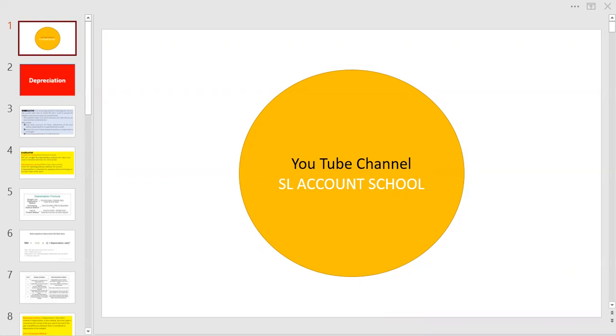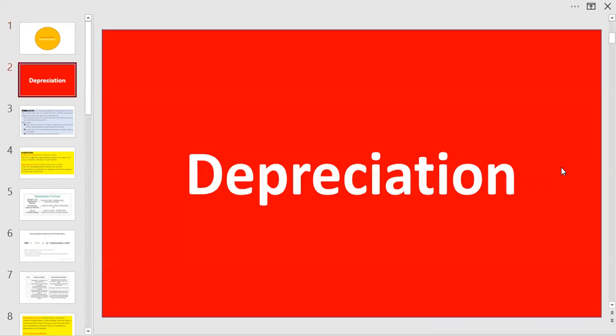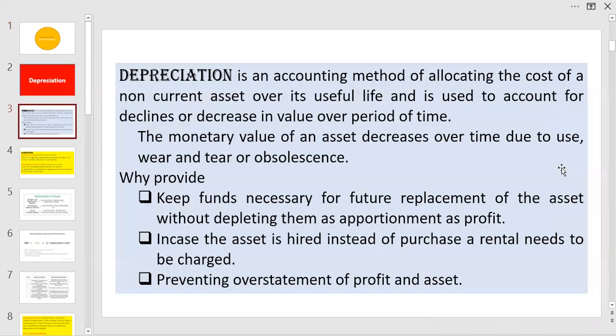Today's topic is depreciation. Depreciation is an accounting method of allocating the cost of non-current assets over its useful life and used to account for declines or decrease in value over a period of time. The monetary value of an asset may decrease due to passage of time, usage, wear and tear, obsolescence, etc.